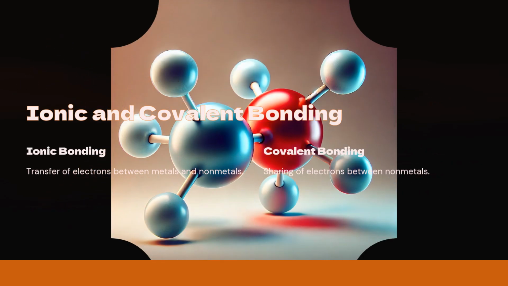Now, let's dive into how atoms connect to form molecules. There are two main types of bonds: ionic and covalent. Ionic bonding. This occurs when electrons are transferred from one atom to another, typically between a metal and a nonmetal. For example, sodium donates an electron to chlorine, forming table salt, NaCl.